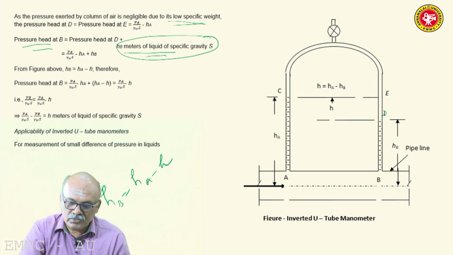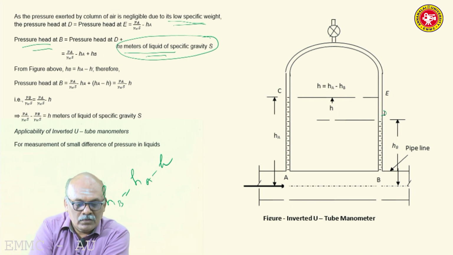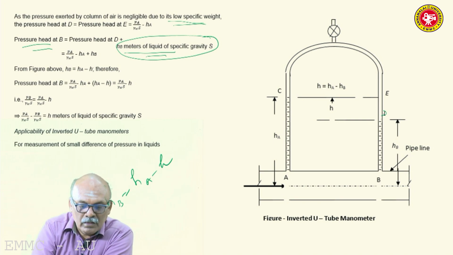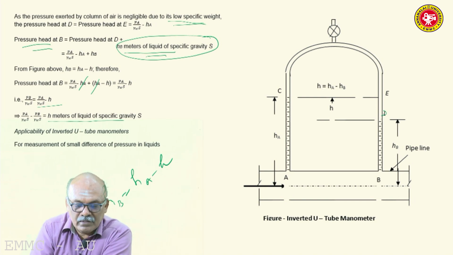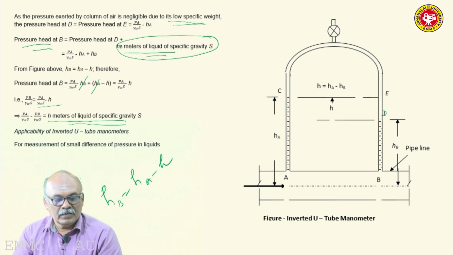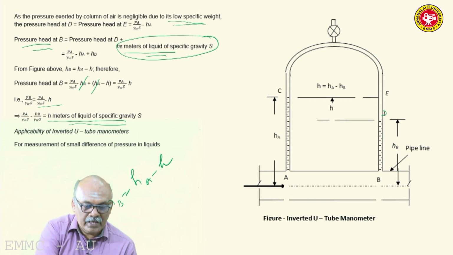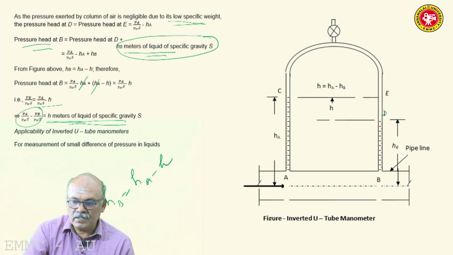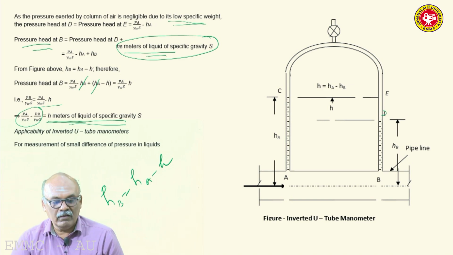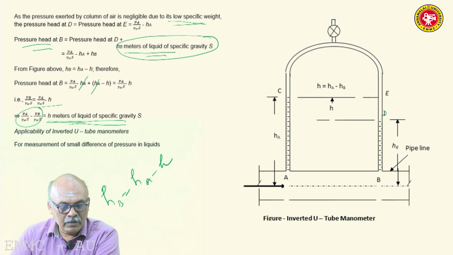HB is equal to HA minus H from the figure. So pressure head B is equal to PA by gamma WS minus HA plus HB, where you replace HB as HA minus H. So this HA and this HA will get cancelled with each other. So you have PB by gamma WS is equal to PA by gamma WS minus H. So PA by gamma WS minus PB by gamma WS is equal to H meters of liquid at specific gravity S. So the difference in pressure head between the gauge points A and B is nothing but H meters of liquid of specific gravity S, which you can directly observe from the manometer deflection.